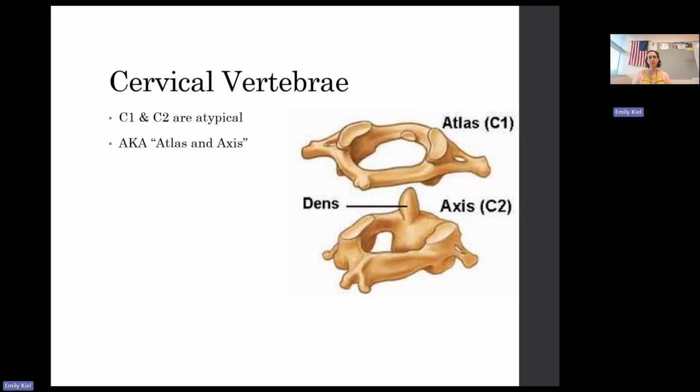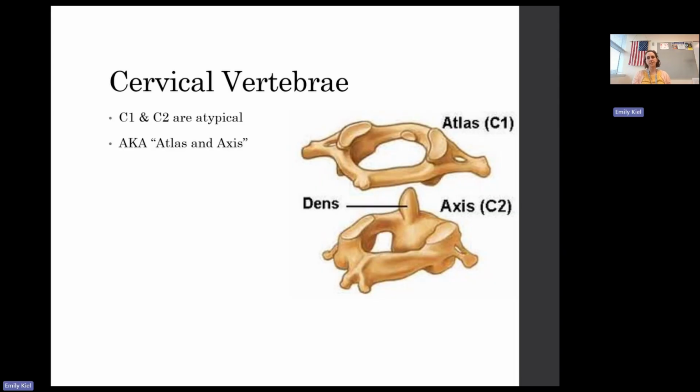C1 and C2 are atypical, so they're known as the atlas and the axis. So the atlas is what sits right underneath the skull, and that's where these occipital condyles will articulate. So if we look here, you've got these parts of the atlas where your occipital condyles will sit. Your spinal cord's going through this opening. Atlas comes from the mythological hero Atlas, who supports the weight of the earth. If you've heard of the book Atlas Shrugged, and if you've ever been to Rockefeller Center, they have this guy holding the earth on his back. That's Atlas.